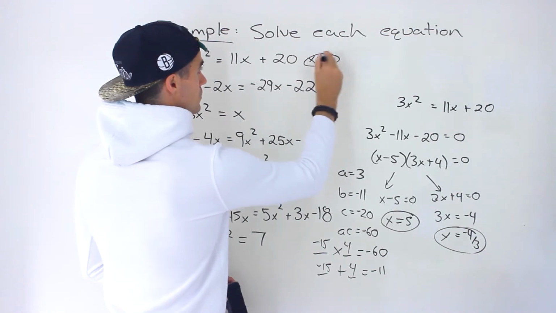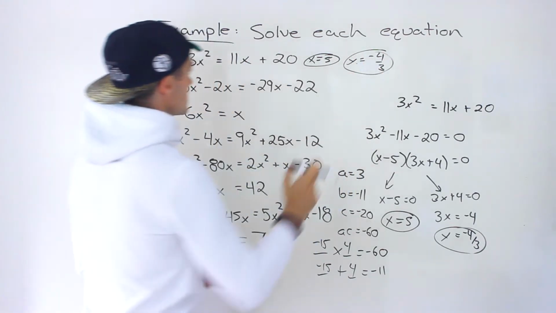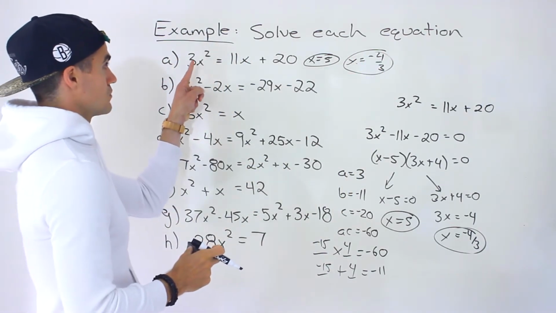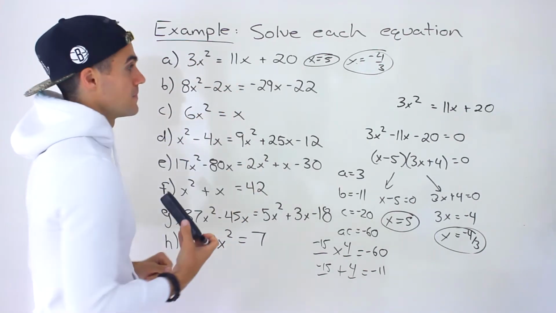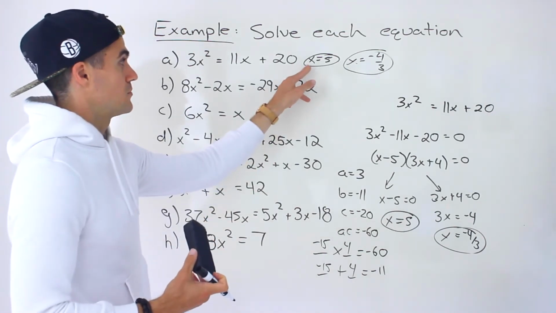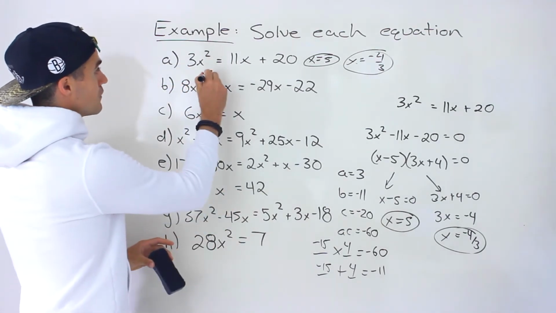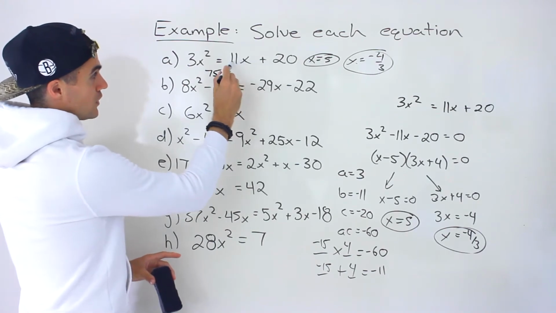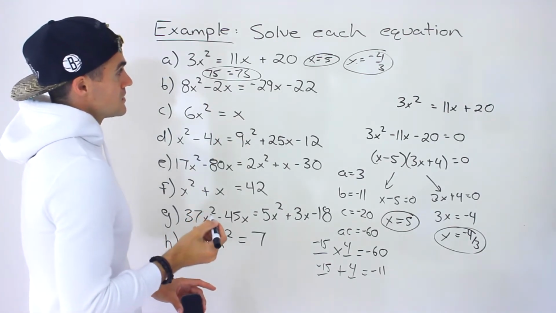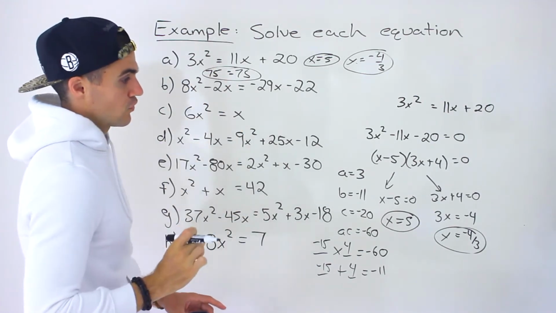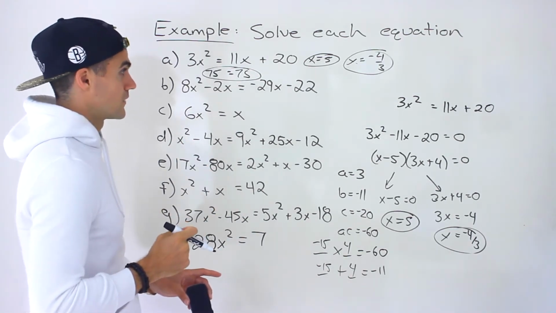And if you want, you can check your solutions. What you could do is take both of these and plug them in to the x values in here, and then make sure that the left side is equal to the right side. So for example, if we plugged in 5, we'd have 5 to the power 2, which is 25, times 3, we'd get 75. And then notice that if we plug in 5 over here, 11 times 5 gives us 55 plus 20, we'd get 75 again. So the left side would equal the right side, and with negative 4 over 3, if you did the same thing, you would see the left side would equal the right side as well. So that's how you could do a check.